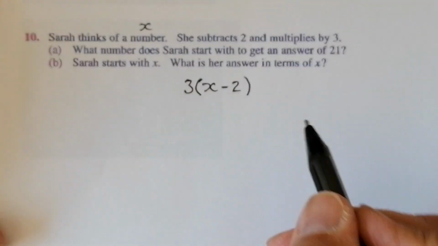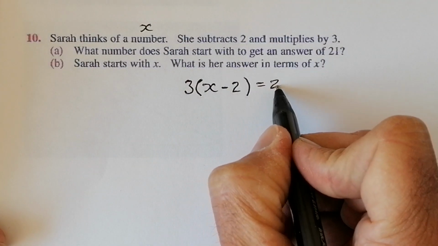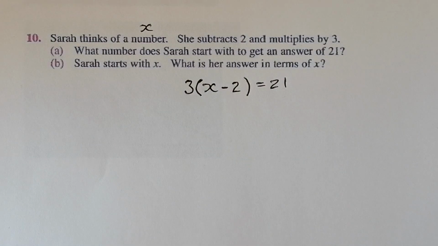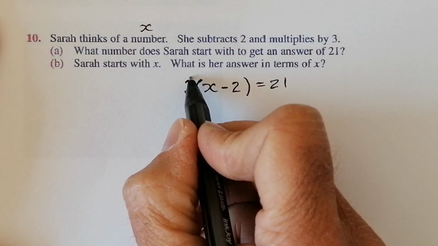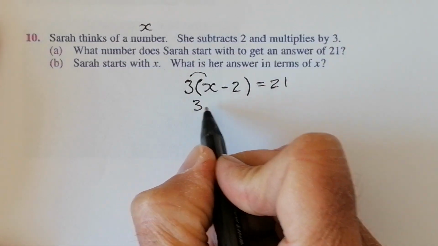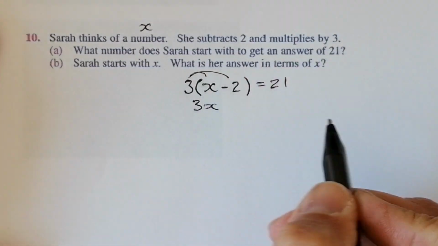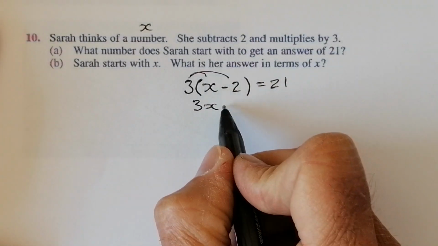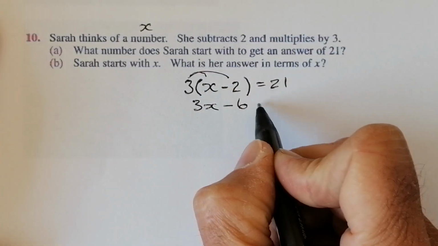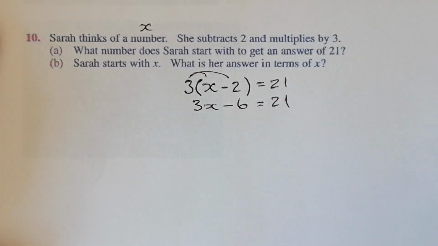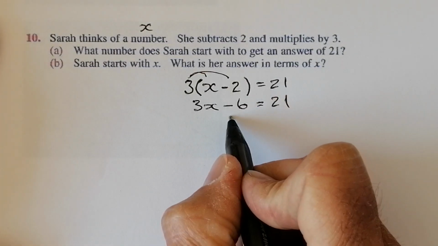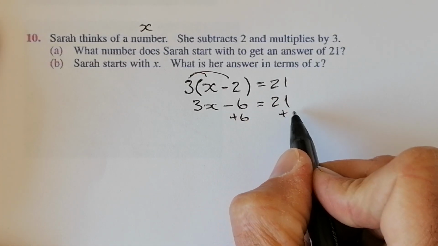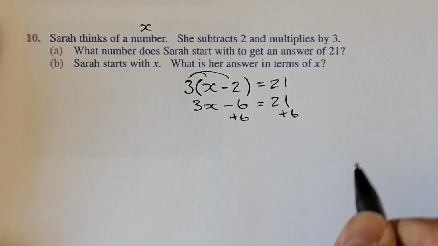She gets an answer of 21. So let's see how she gets that one there. Okay, there's a couple of ways to solve this. I'm just going to multiply the bracket out here and work out my solution. So multiplying brackets out, 3 times x will give me 3x. 3 times the minus 2 will give me minus 6. And over here I've got 21 sitting there. Don't want the 6 there, I'm going to add on 6 to it. Must add on 6 to the left and the right hand side.